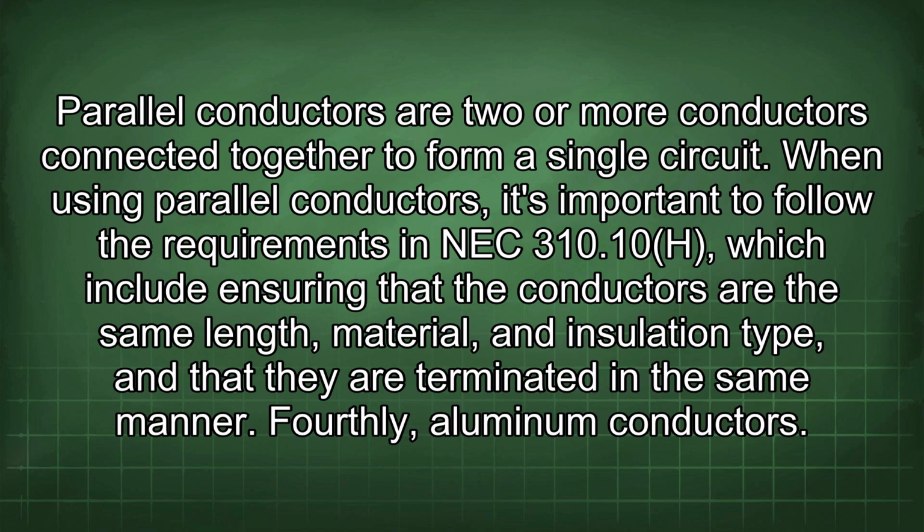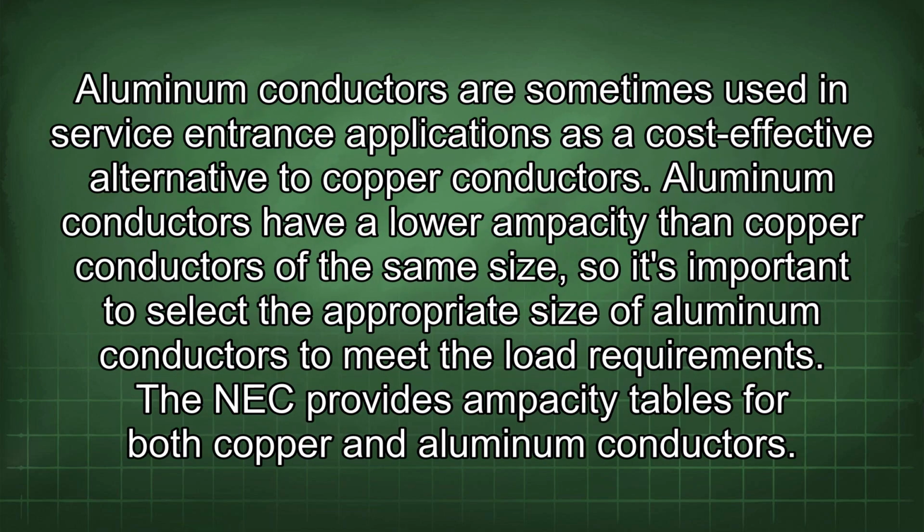Fourthly, aluminum conductors. Aluminum conductors are sometimes used in service entrance applications as a cost-effective alternative to copper conductors. Aluminum conductors have a lower ampacity than copper conductors of the same size, so it's important to select the appropriate size of aluminum conductors to meet the load requirements. The NEC provides ampacity tables for both copper and aluminum conductors.